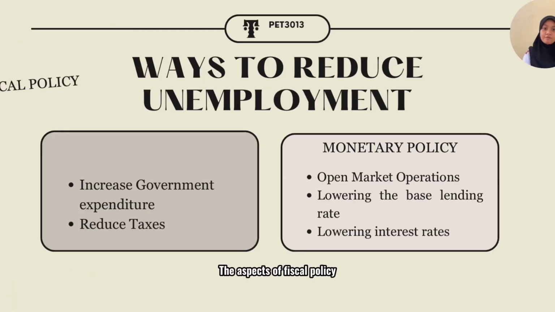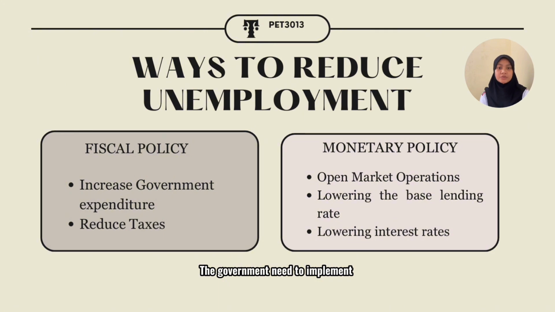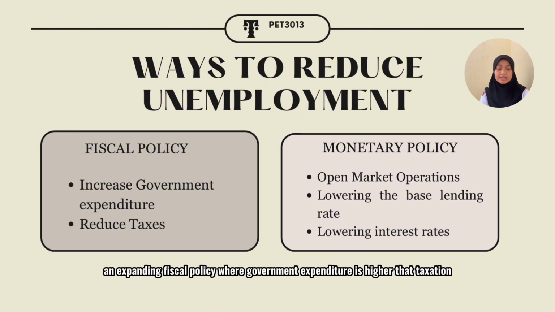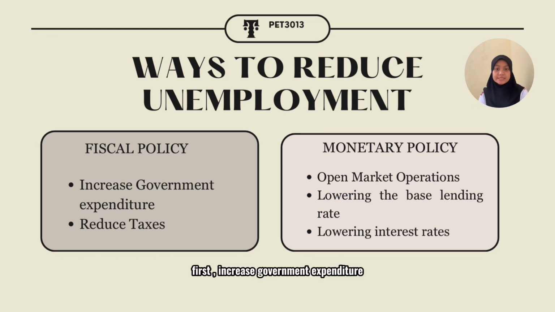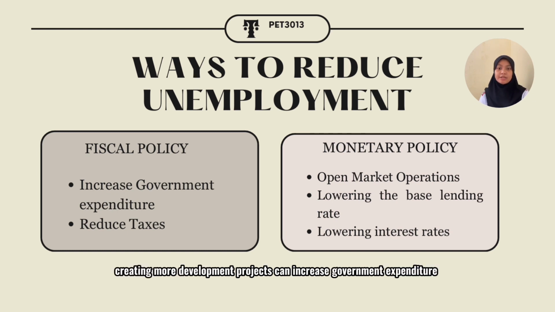From the aspect of fiscal policy, the government needs to implement an expansionary fiscal policy where government expenditure is higher than taxation. First, increase government expenditure. Creating more development projects can increase government expenditure and will increase aggregate demand through the multiplier effect. Output will increase and cyclical unemployment will decrease.